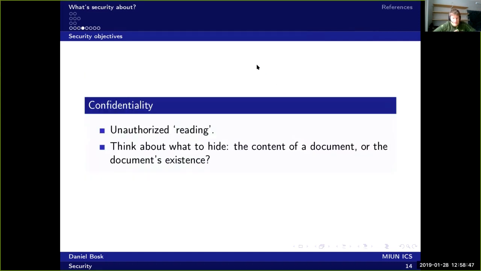So back to the objective. So confidentiality, as we said, that's basically unauthorized reading, and reading in the very general sense. It implies hearing and seeing and whatnot.